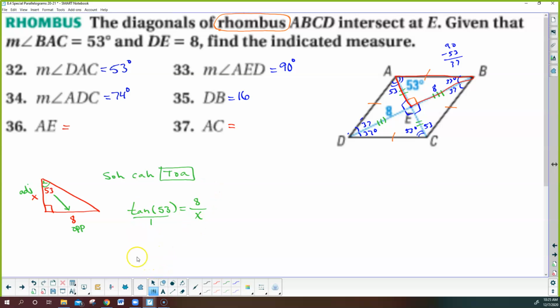And then we can just cross multiply and solve. However you want to do it, some people say, ooh, the x is in the bottom. I'm just going to switch the place of the x and the tangent and do 8 divided by tangent of 53. Personally, that's what I like to do. If you don't like that, cross multiply and then divide. You're going to do 1 times 8 divided by tangent of 53.